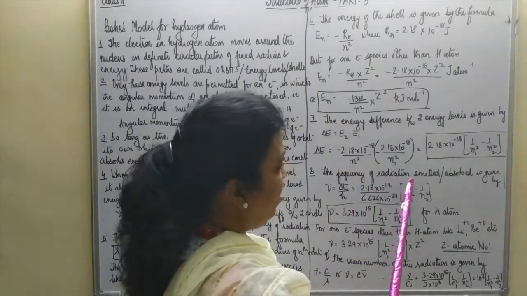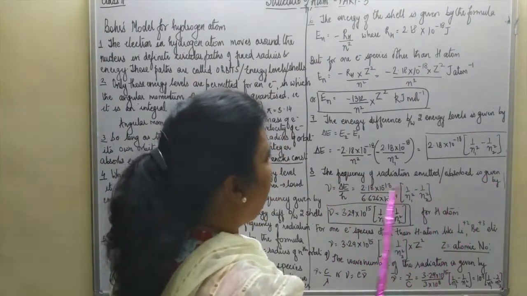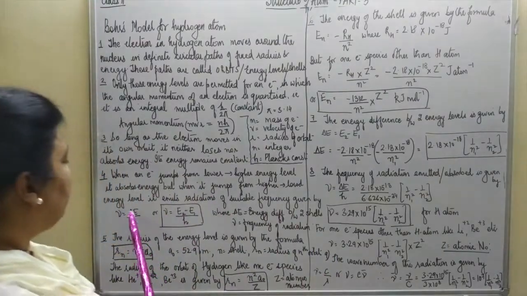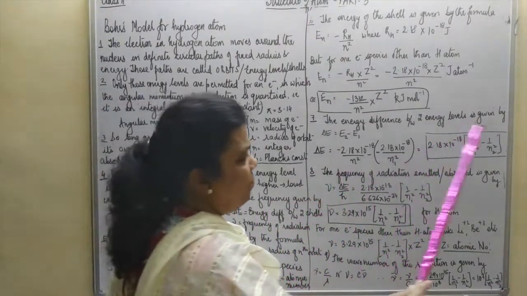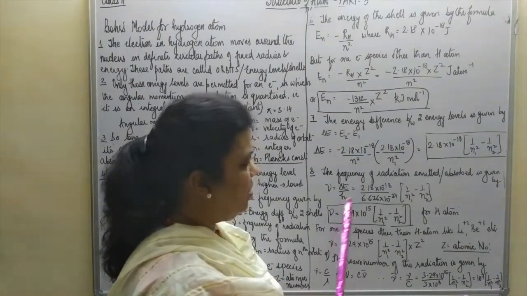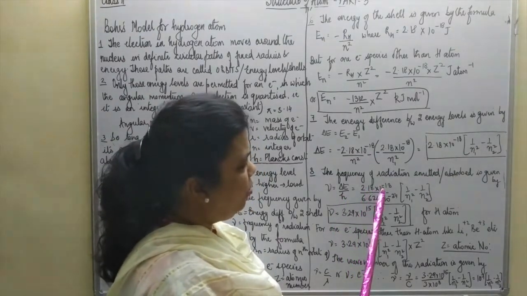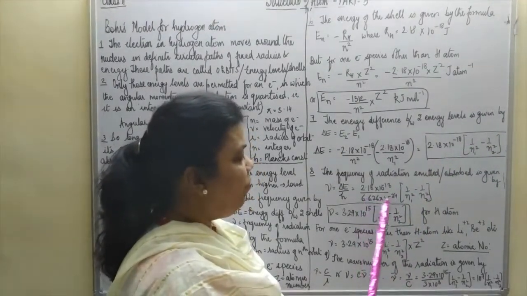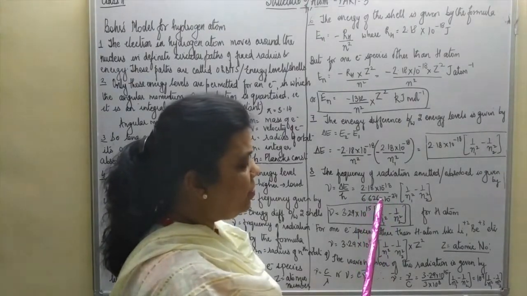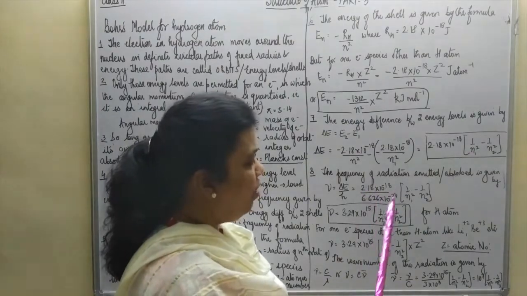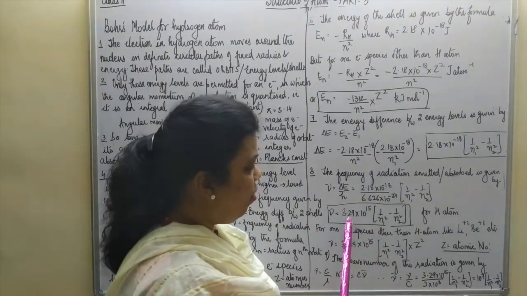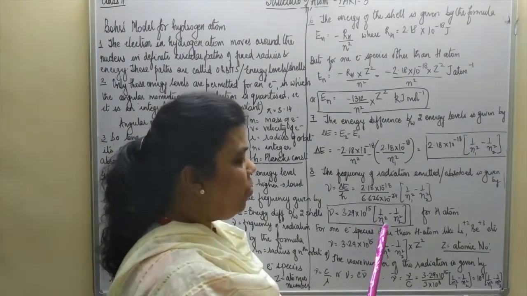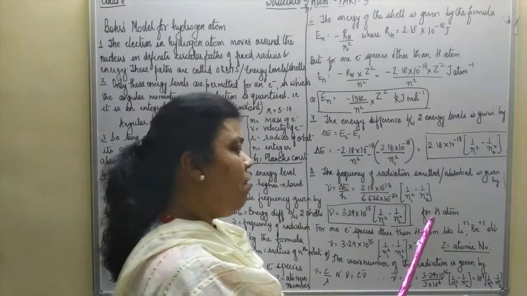The frequency of the radiation emitted or absorbed is given by the formula. And what is the formula? We know that frequency is equal to del E by h. So this del E value, if I divide it by Planck's constant, what do I get? 2.18 into 10 to the power minus 18, 1 upon n1 square minus 1 upon n2 square, divided by Planck's constant, 6.626 into 10 to the power minus 34. On solving this, I will get 3.29 into 10 to the power 15, 1 upon n1 square minus 1 upon n2 square for hydrogen atom.